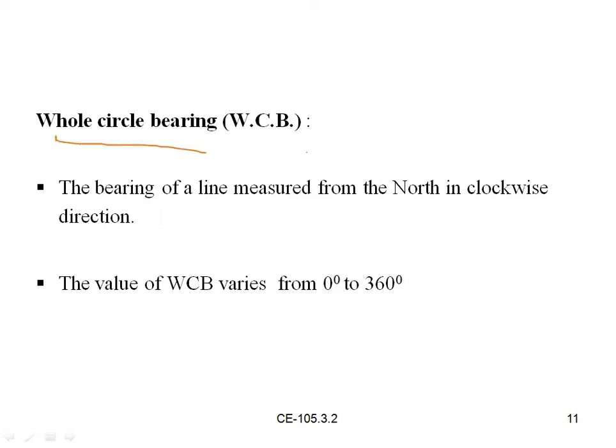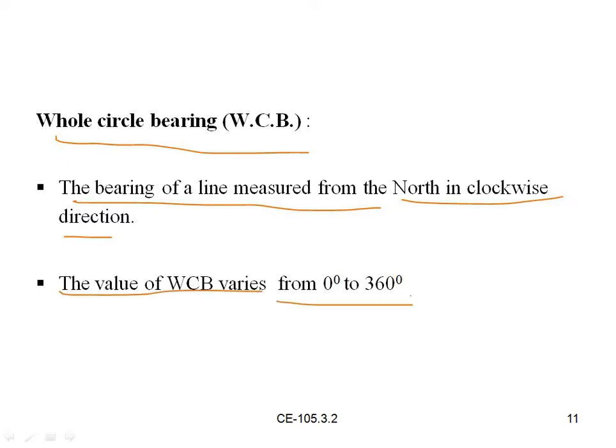So here, whole circle bearing is the bearing of a line measured from the north in clockwise direction. The value of whole circle bearing varies from 0 degrees to 360 degrees.